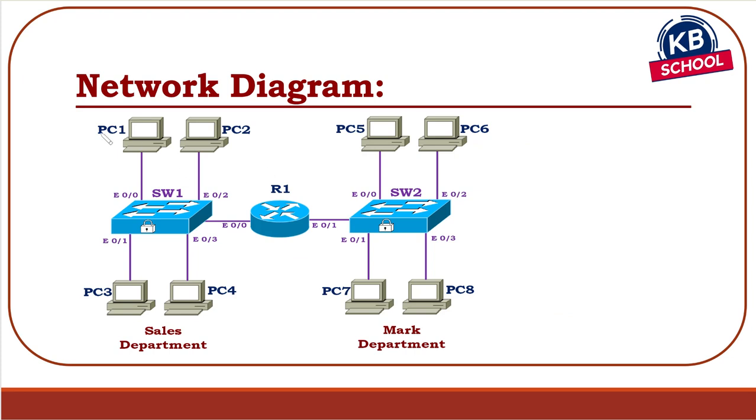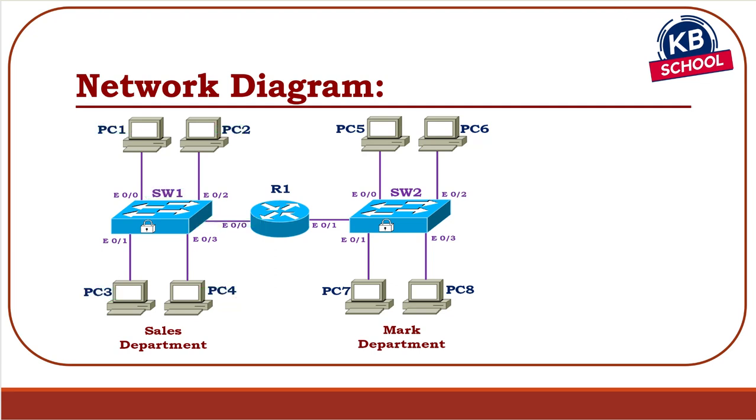Because if I want PC1, PC2, PC3, and PC4 to talk to 5, 6, 7, and 8, I would not be able to do it through the switch. I need to exit to the router. So that's what I've done. I've isolated the sales department and the marketing department from each other. The only way to connect them is using a layer 3 device that allows you to join 2 different networks to each other.